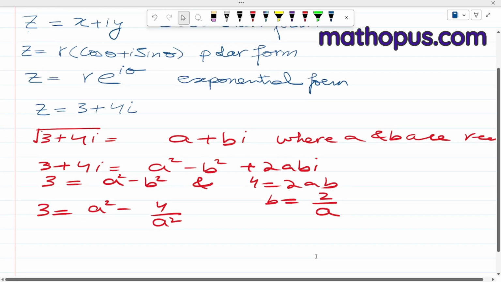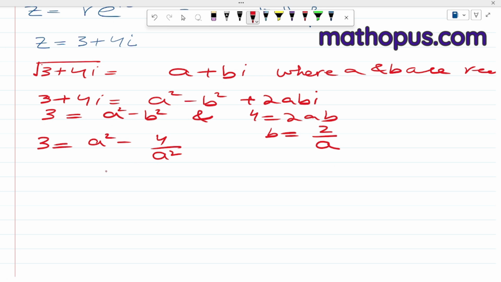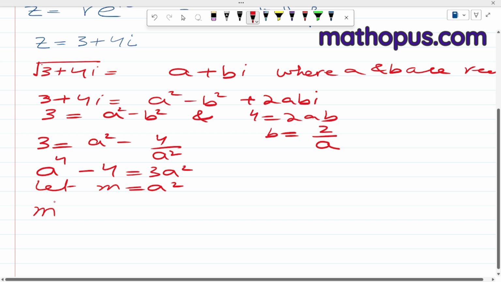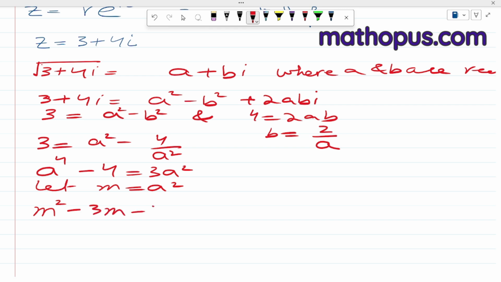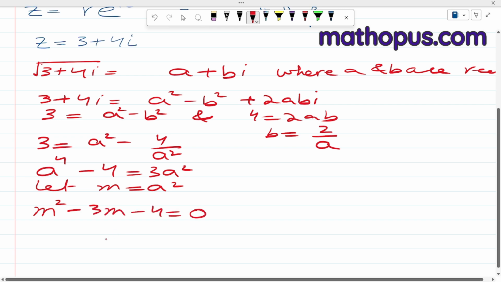Now we are going to solve it. As it is not a quadratic equation, we have to use some substitution. First of all, we simplify it, take the LCM and then do the cross multiplication. So we get 3a square. Let a square equal m, so m equals a square. So we get a quadratic equation in another alphabet, m: m square minus 3m minus 4 equals 0.